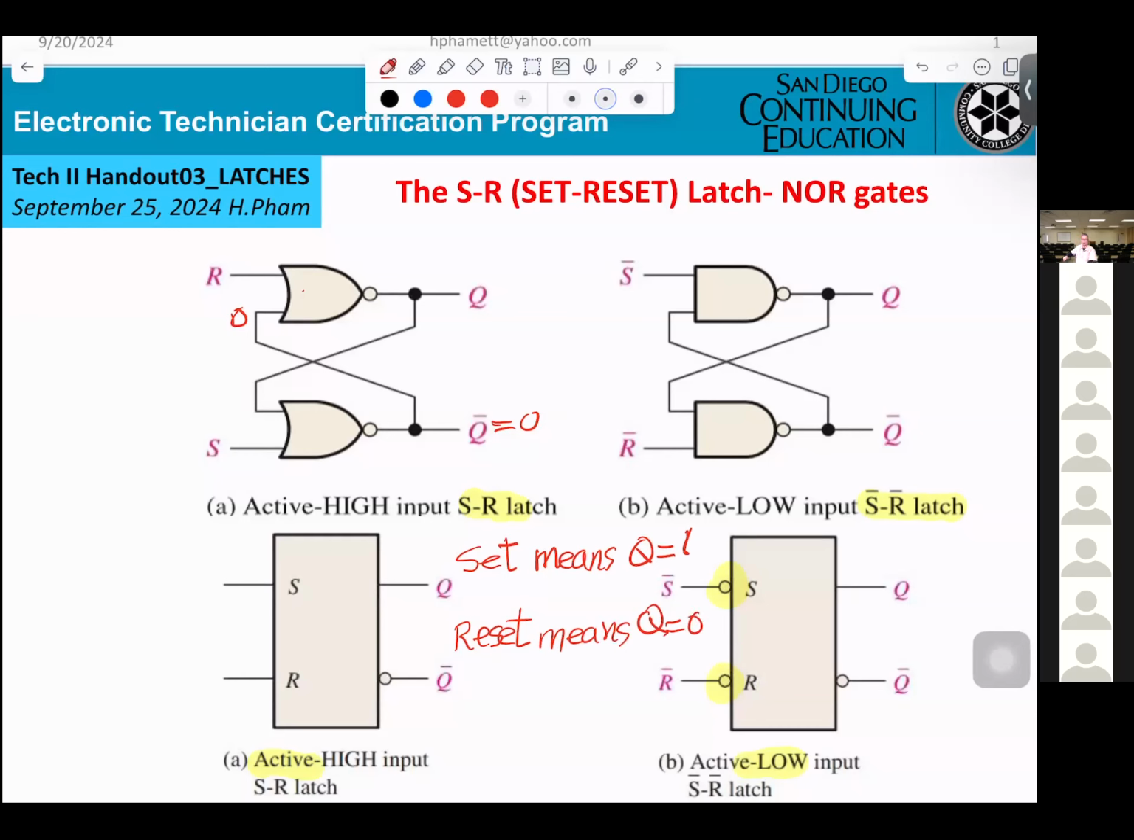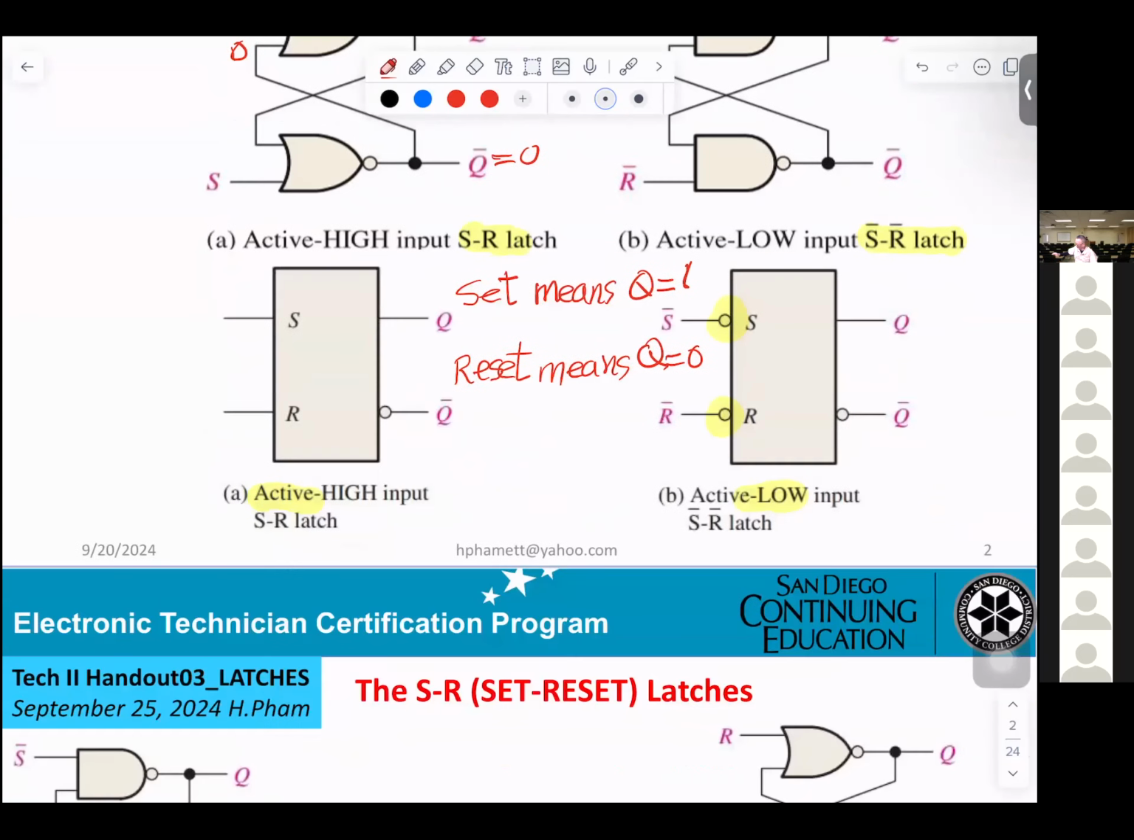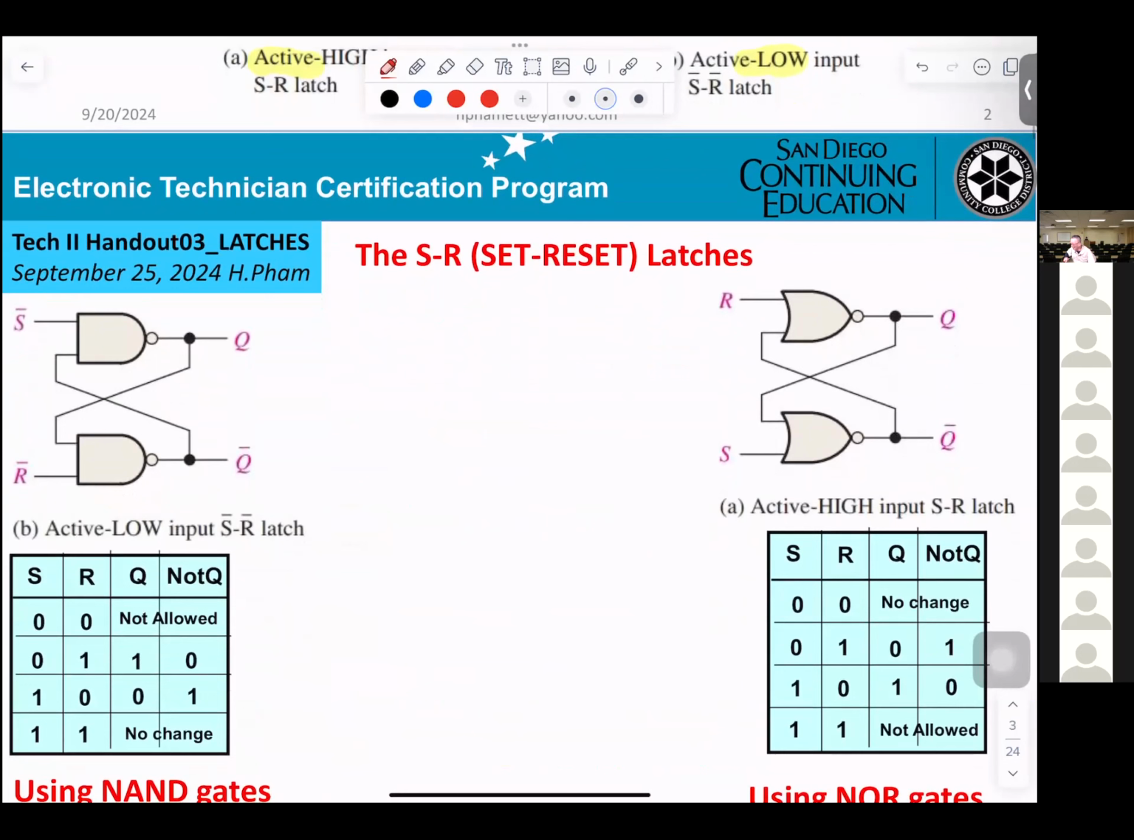If you know Q, you know not Q. Normally, they have to be opposite. This is the truth table. You don't have to analyze it. However, this is a truth table telling you, for input SR, what Q and not Q are. Now, if you're looking at the first one here, this is the truth table. Let me try to explain it to you.